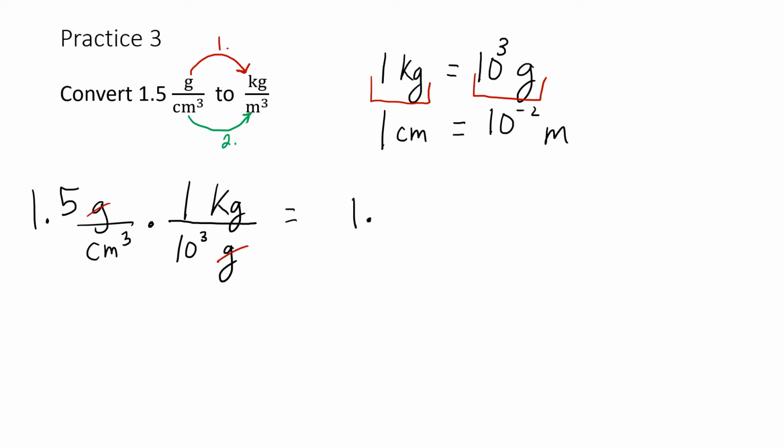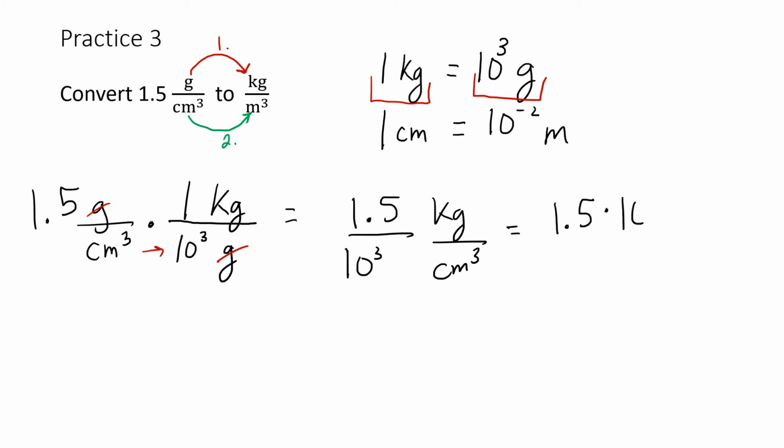This is equal to 1.5 times 1, but I'm just going to leave off the times 1, kilograms divided by 10 to the third centimeters cubed. Notice how I'm multiplying on the bottom here across centimeters cubed times 10 to the third, but I put the number, the 10 to the third, in front of the unit. You want to put your number in front of the unit, always. So now I can simplify 1.5 divided by 10 to the third following our power rules. That's going to be 1.5 times 10 to the negative 3 kilograms per cubic centimeter.